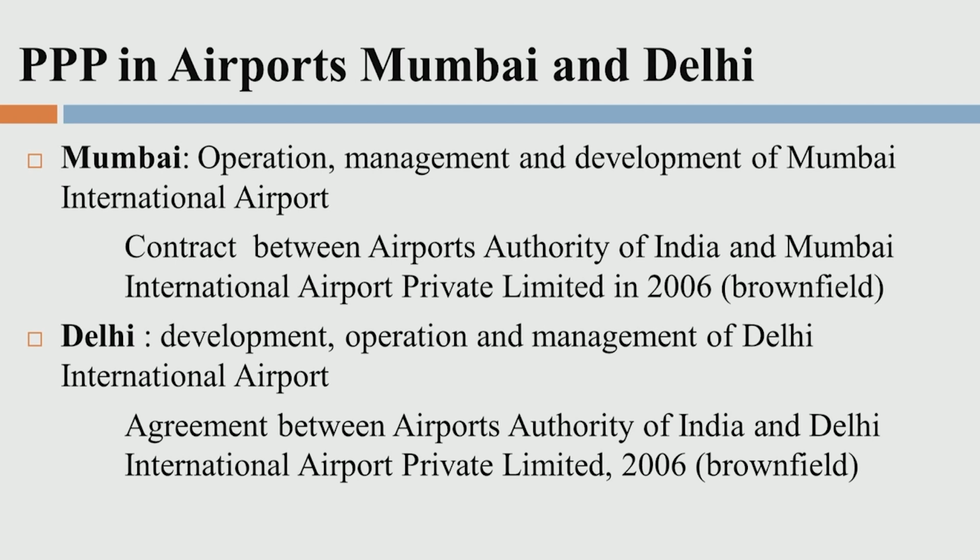PPP in airports, especially in Mumbai and Delhi: in Mumbai, operation, management and development of Mumbai International Airport, contract between Airports Authority of India and Mumbai International Airport Private Limited in 2006, and in Delhi, the development, operation and management of Delhi International Airport, the agreement between the Airports Authority of India and the Delhi International Airport Private Limited. These are two important cases in the brownfield infrastructure projects, because airport infrastructure was initially established by the government, and these two cases are again very prominent and important cases to understand the public private partnership model in India.